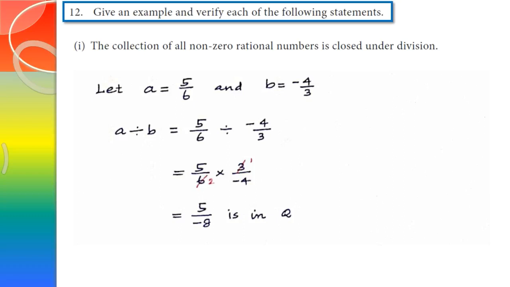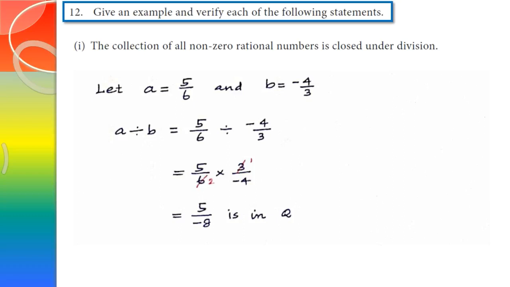What is the closed property? Closed property under subtraction is also a subtracted value. In this question, division. So closed property between the two numbers is also a rational number. Verify the answer. A is divided by B. So 5 by 6 divided by minus 4 by 3. Change the second fraction into its reciprocal and the sign into multiply. So 5 by 6 multiplied by 3 by minus 4.